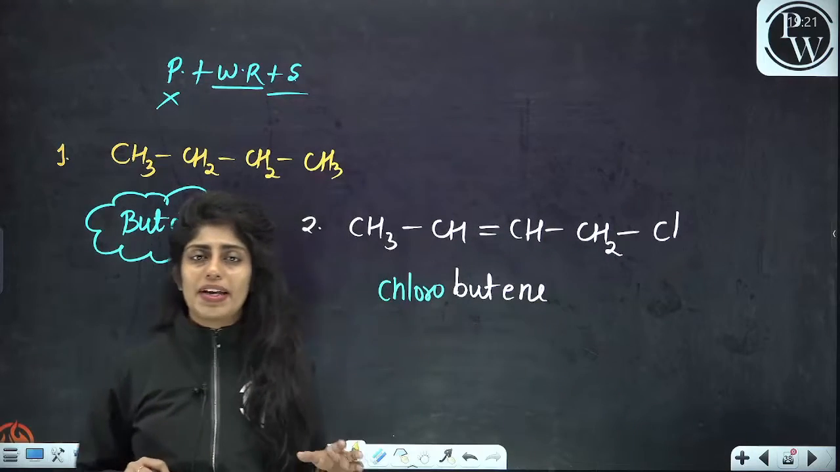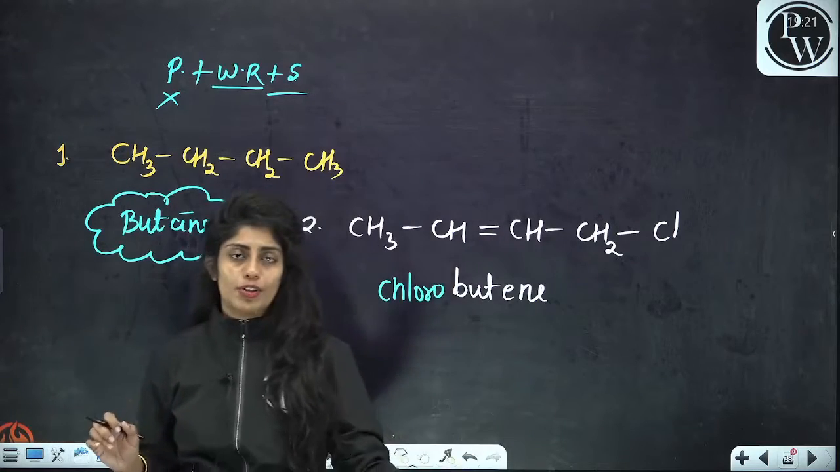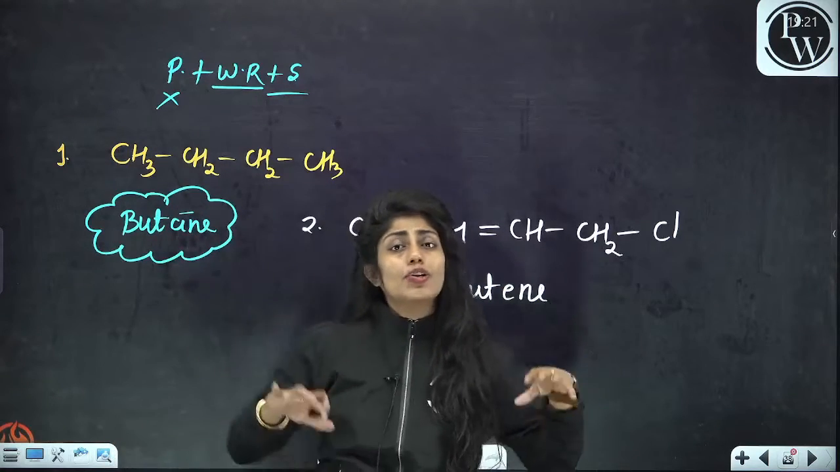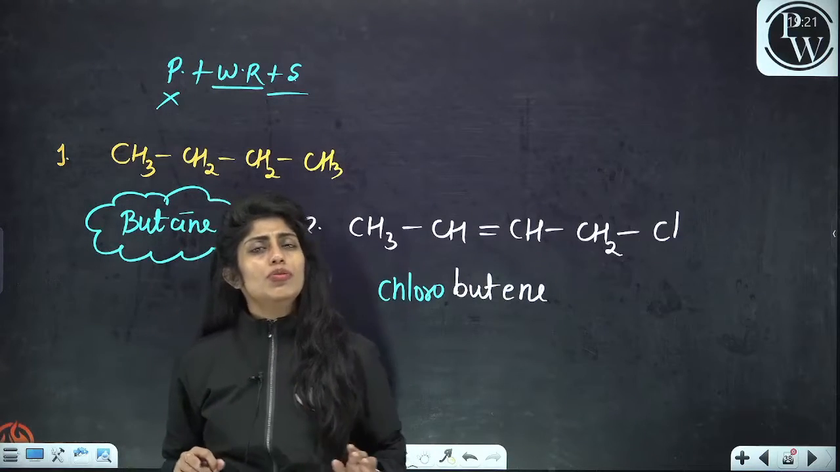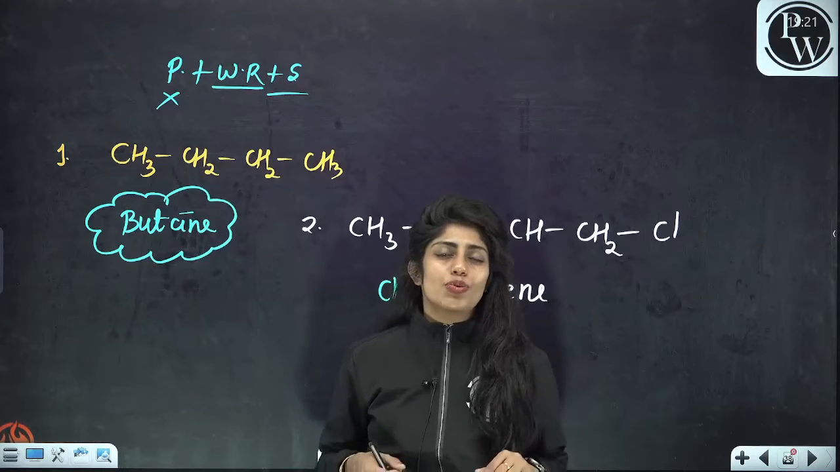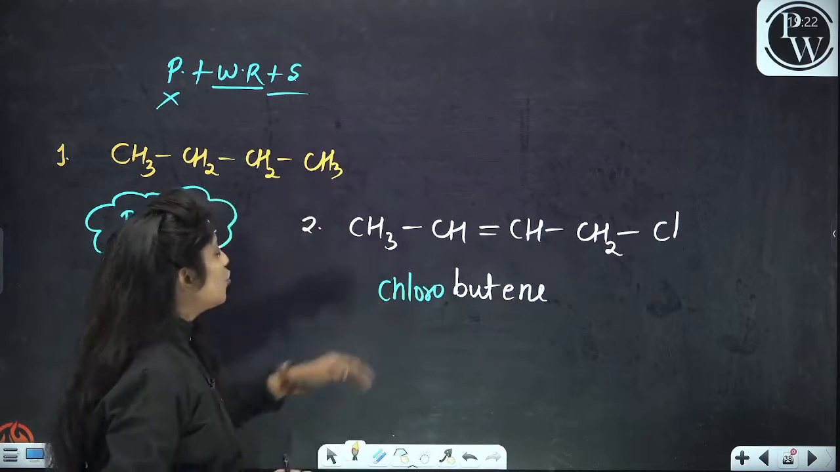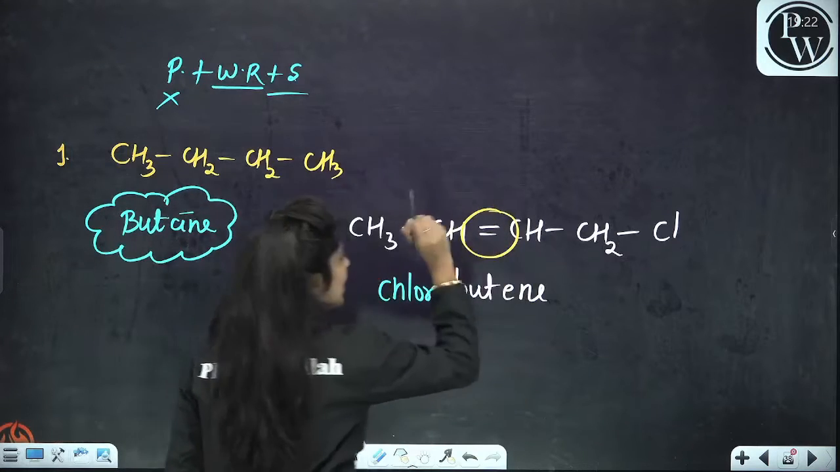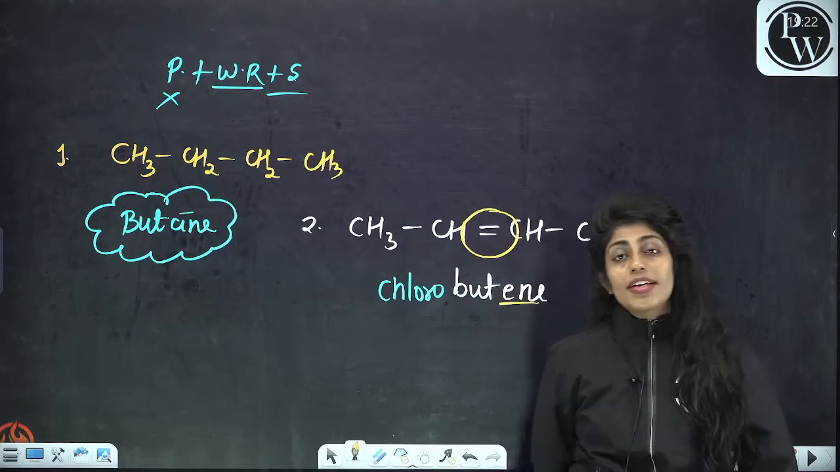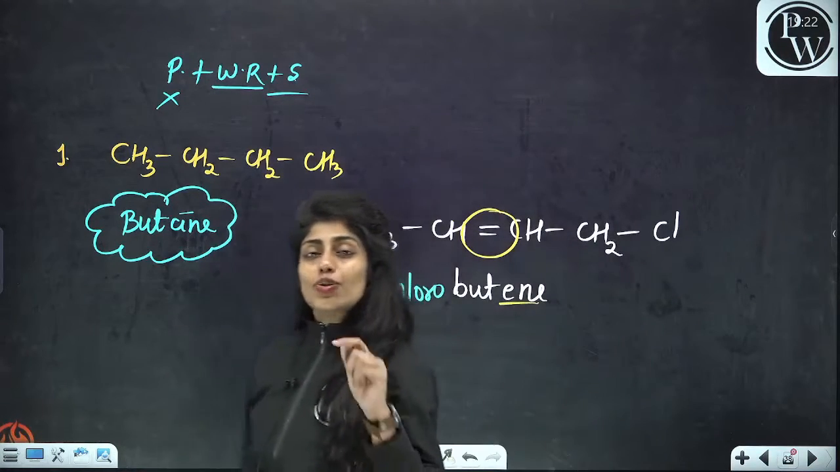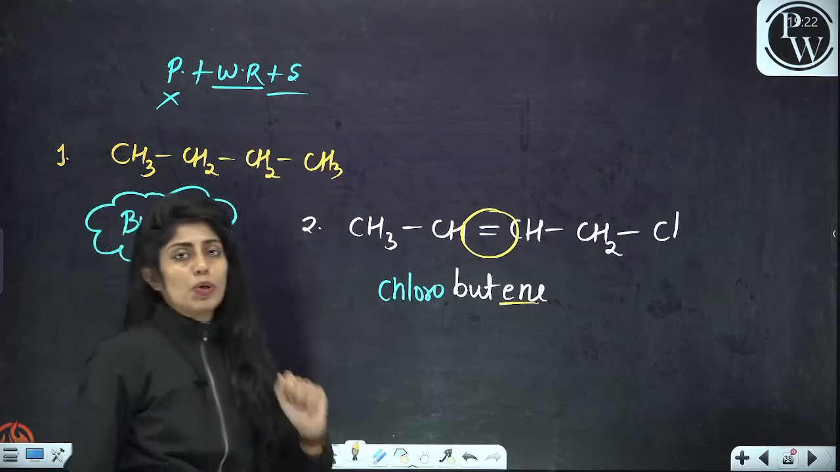Suppose you are at your home and your friend is calling you from somewhere else and he is not giving you the address. Where to come? How to come? Will you be able to go? Your answer is no. You will require something to reach over there. Similarly, if you are not indicating the location of the double bond, then how can you write butene only? If you are not mentioning anything, it is assumed that this ene is at carbon number 1.